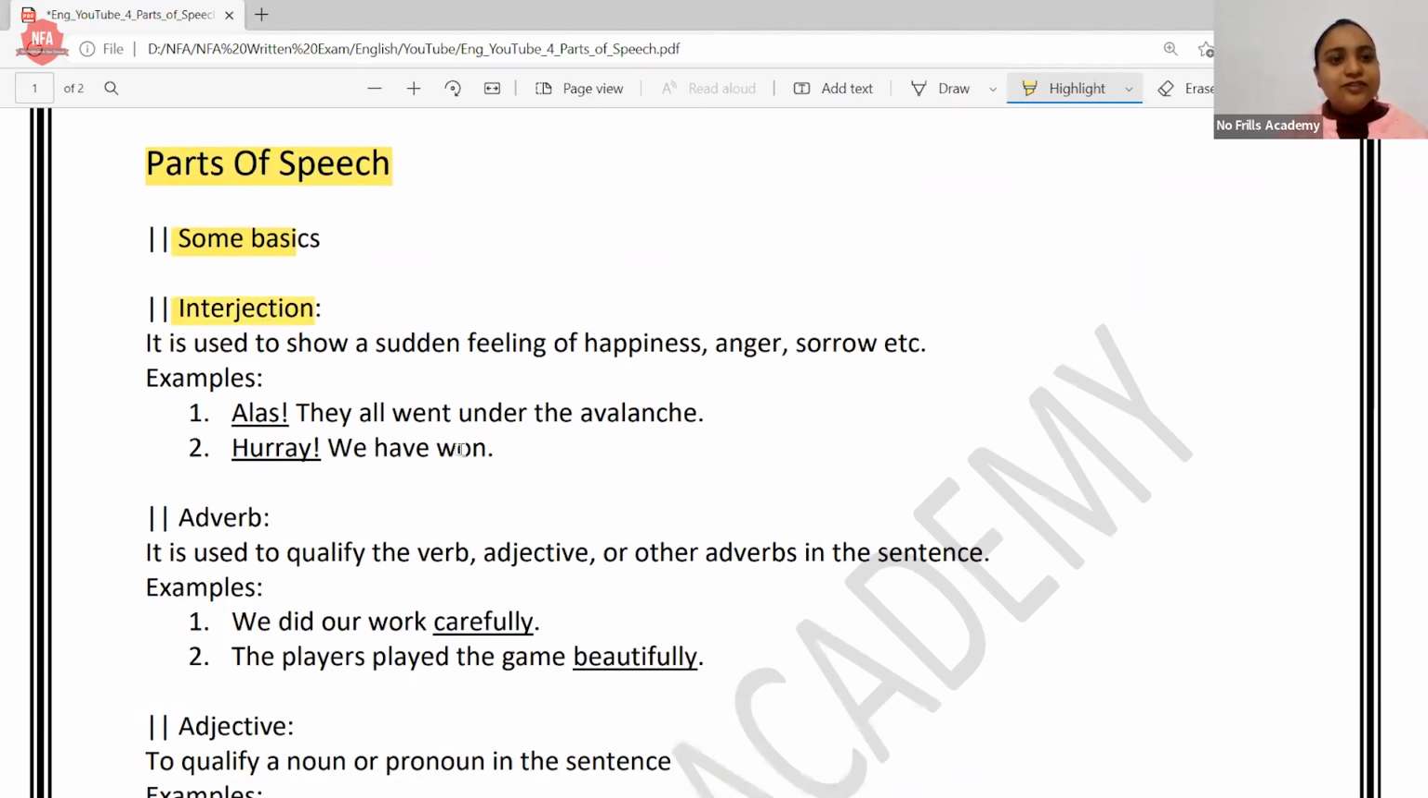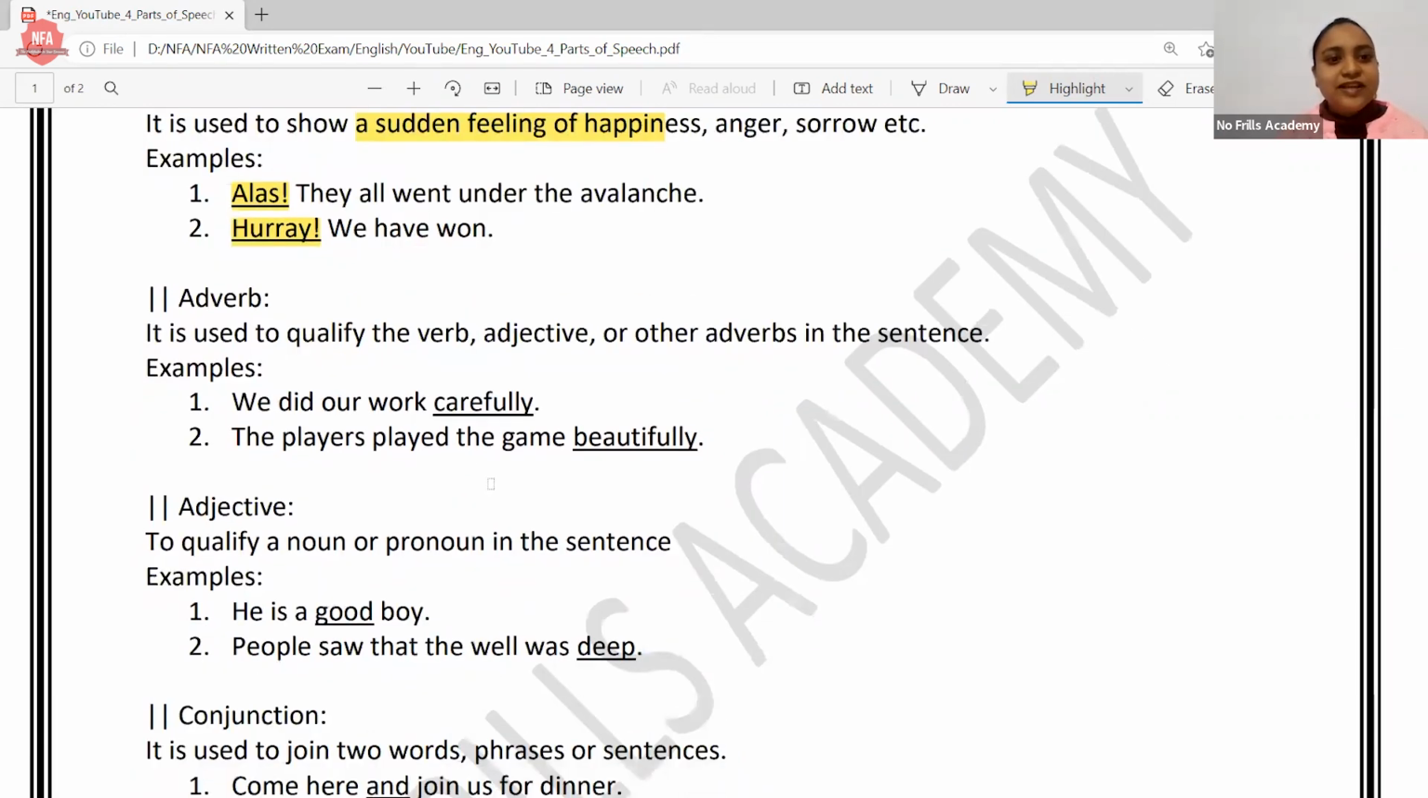Interjection. This is commonly not known because it is not used in normal parlance. It is used to show a sudden feeling of happiness, anger, sorrow, etc. Examples: Alas, they all went under the avalanche. Alas here is showing sorrow. Hooray, we have won. The word hooray shows happiness. These are interjections.